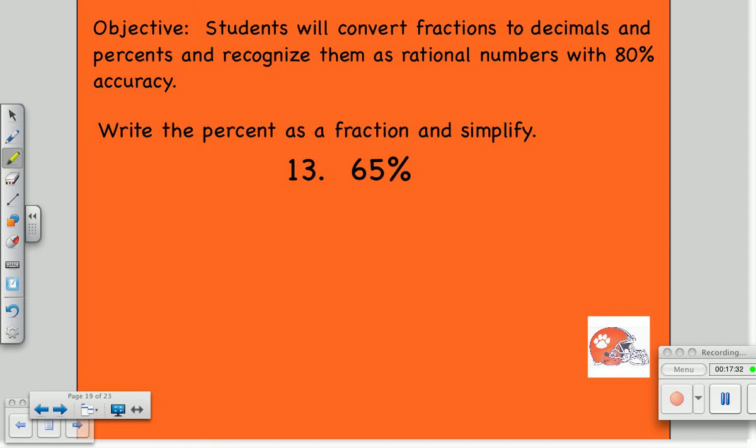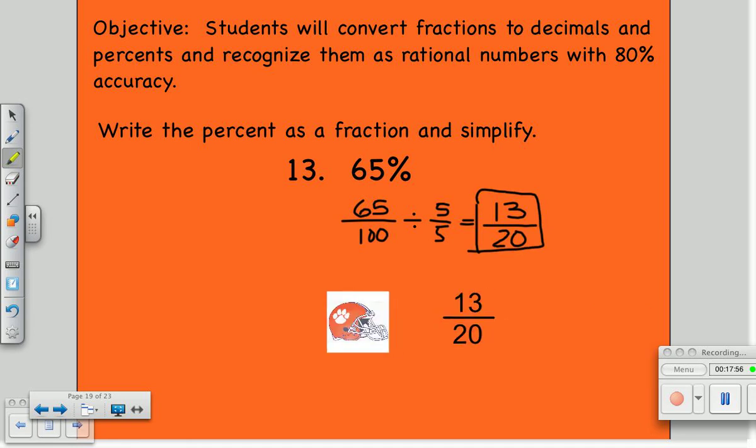Write the percent as a fraction and simplify. So 65% is the same as 65 over 100. To simplify, let's divide by 5. 65 divided by 5 is 13, and 100 divided by 5 is 20. 13/20 then is my answer. Next.